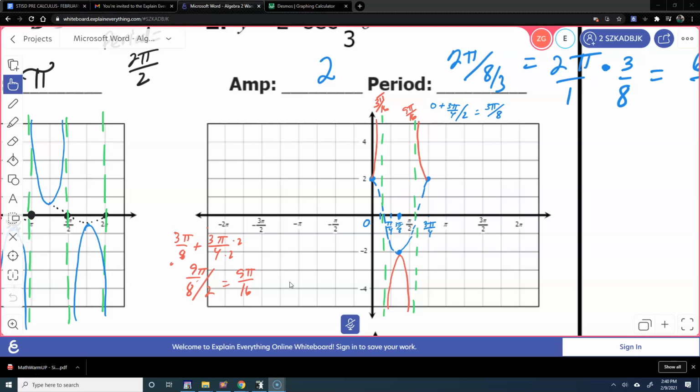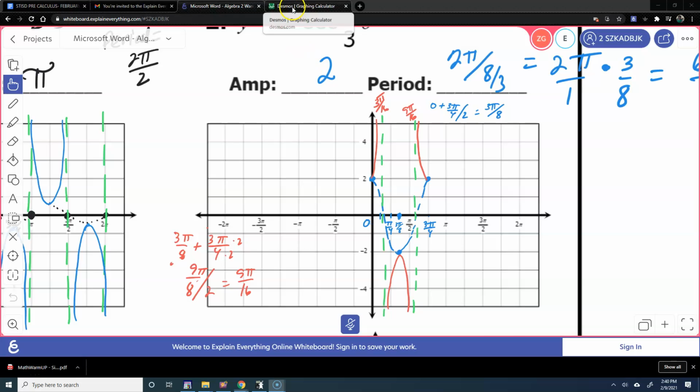Now, if you want to verify my work, we can verify. So I know that the period is from 0 to 3 pi over 4. In between 0 and 3 pi over 4 is 3 pi over 8. The asymptotes, all I did is I got the half between 0 and 3 pi over 8, which is 3 pi over 16. And 3 pi over 8 plus 3 pi over 4 divided by 2, that's the in-between part. It's going to be 9 pi over 16.